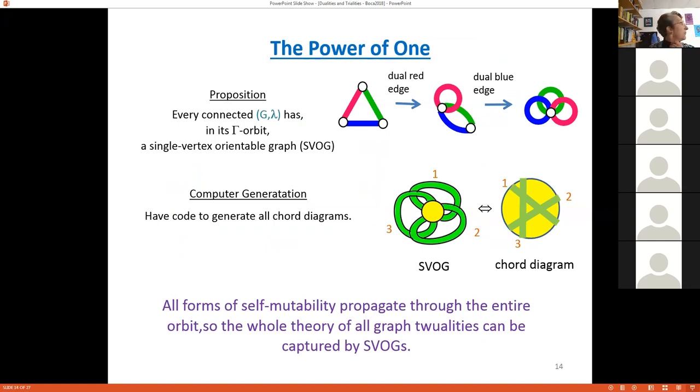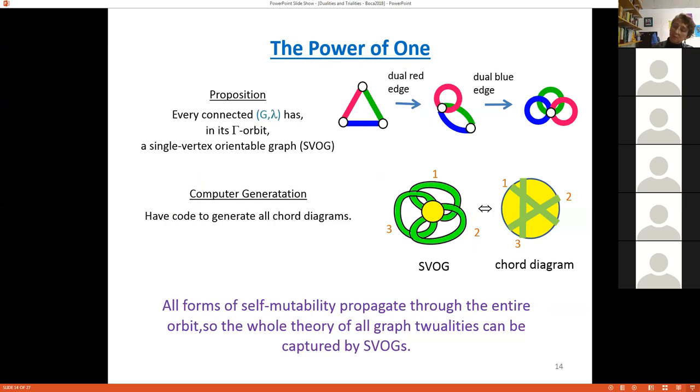And those are going to be the one vertex ribbon graphs. Okay? Every connected embedded graph has a single vertex-oriented graph in its orbit. And the way you get that is simply by taking any edge that goes between two separate vertices and taking the partial dual with respect to it, because that merges the two vertices. And you just keep sucking those extra edges in until you're down to a one-vertex graph. One-vertex graphs correspond to chord diagrams, and we have code that'll generate all chord diagrams. Checking for isomorphism on chord diagrams is easy. You're just looking at the dihedral group. You've got a lot of control on this level.